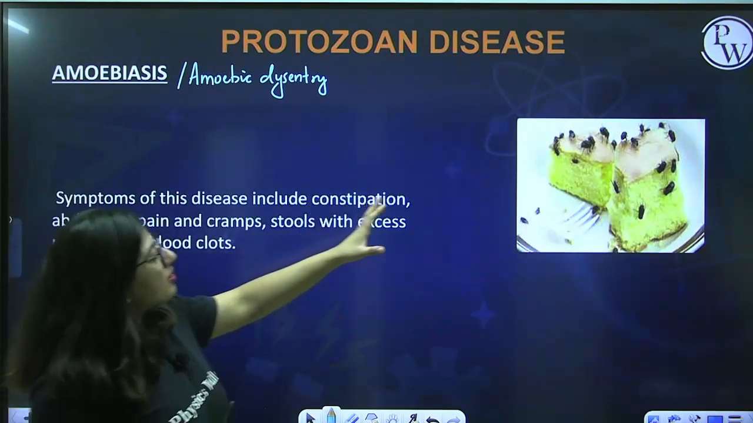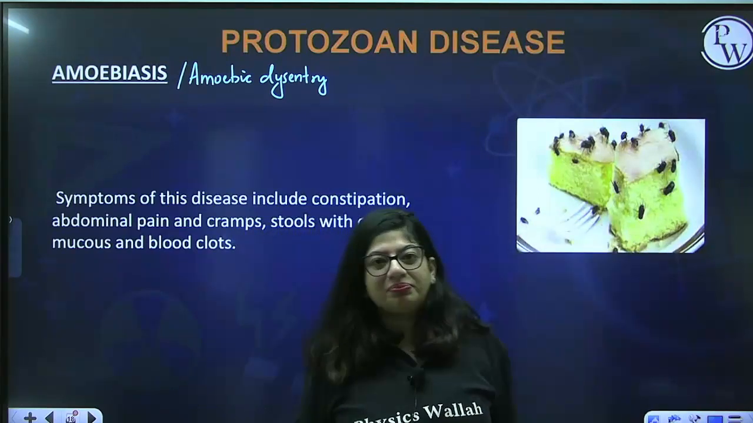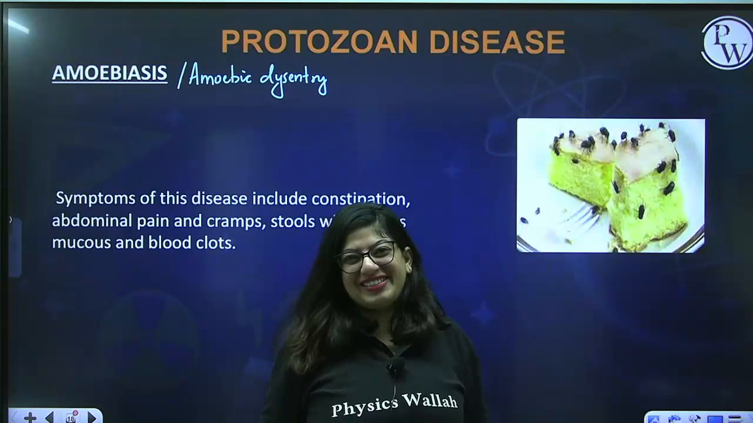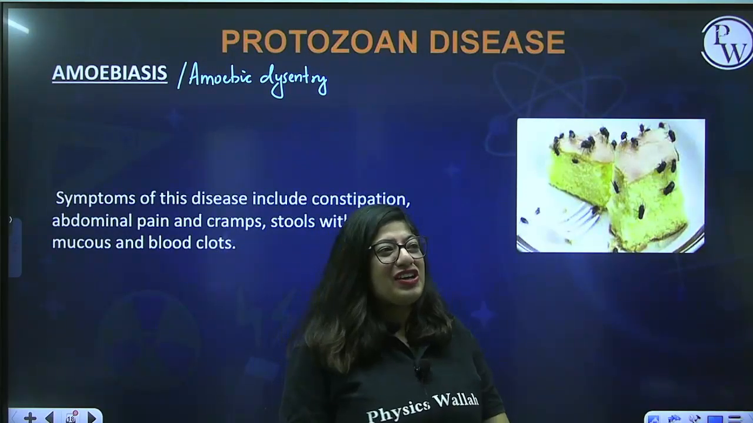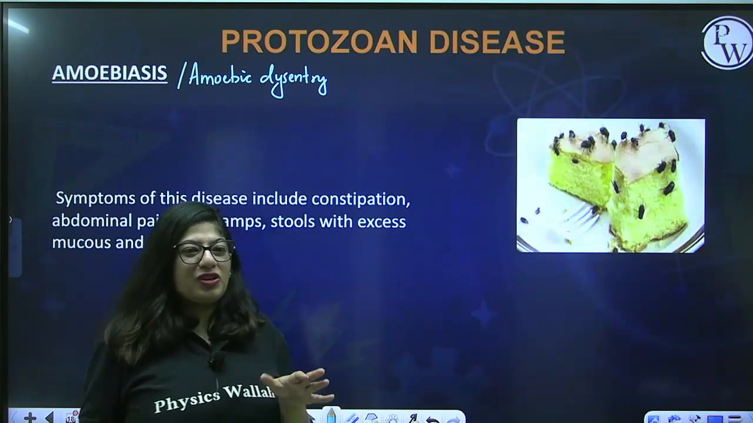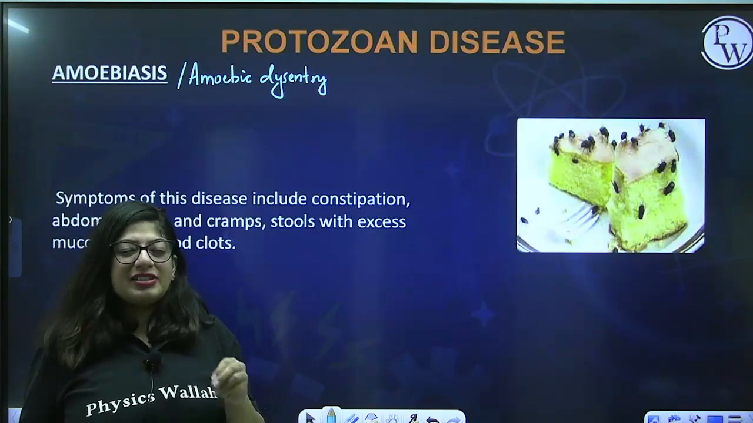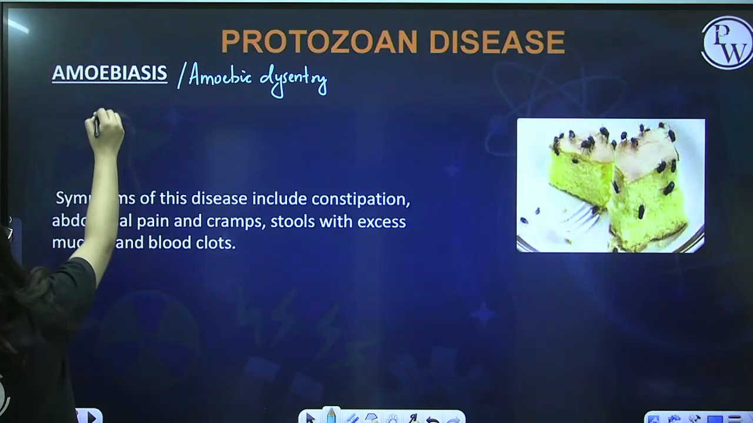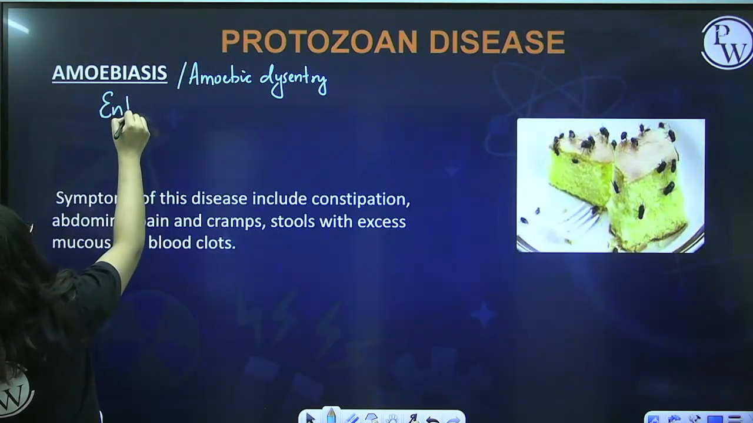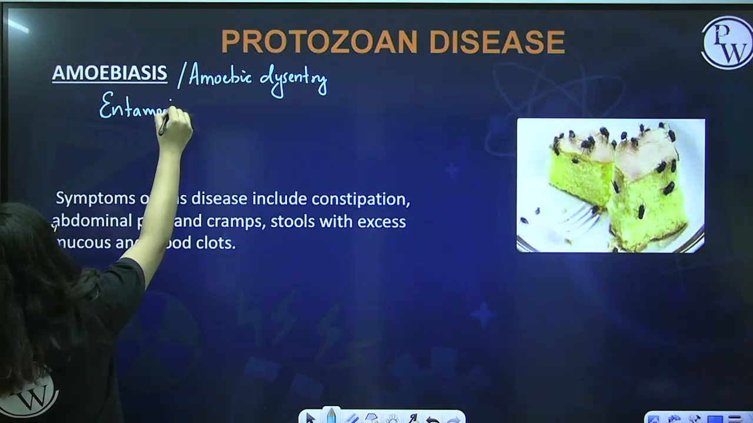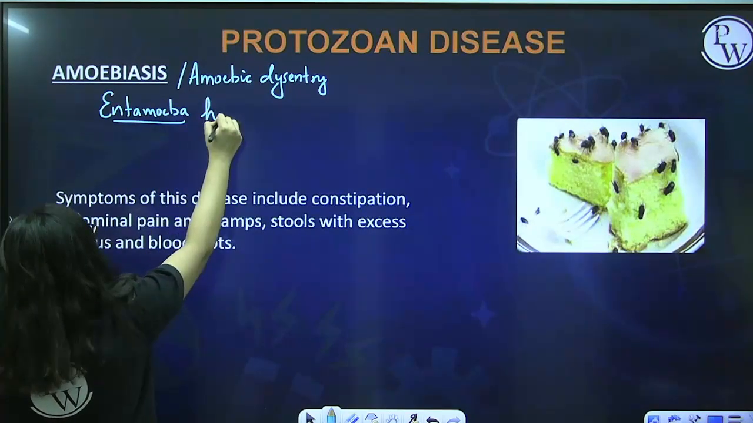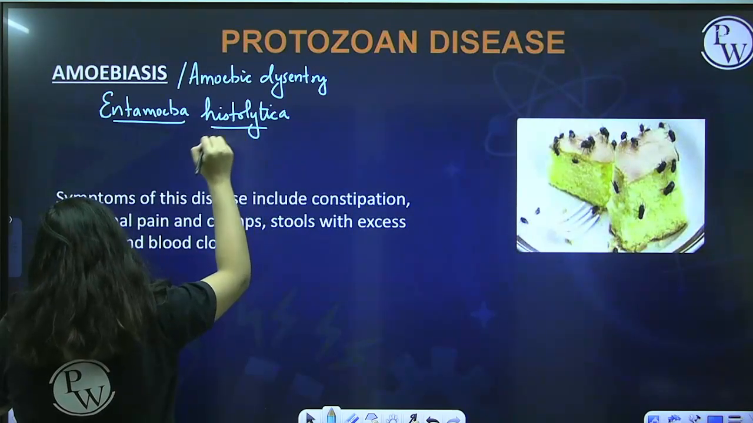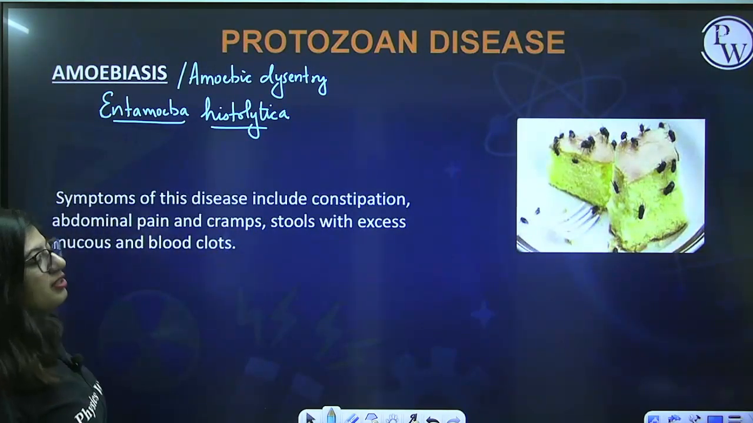So, you can see this beautiful cheesecake or sponge cake, whatsoever it is, but it has a lot of flies. This disease is not caused by helminths or worms. It is not caused by bacteria or virus or fungus. It is caused by a protozoan, and the name of the protozoan is Entamoeba histolytica.